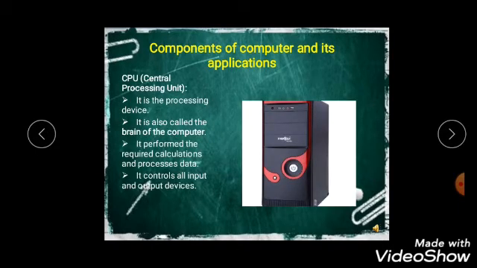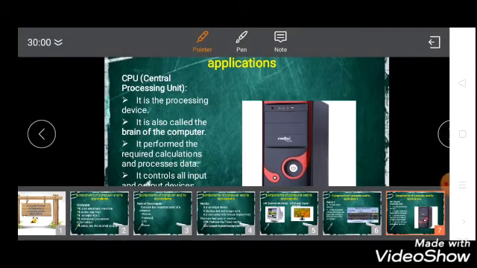CPU. The CPU is the central processing unit, and this is the system unit. It is a processing device. Whichever input we give into the computer, the CPU processes that input. Processing is nothing but working. It is also called the brain of the computer. Without the CPU, we cannot run the computer, so it is the brain of the computer, and it performs the required calculations and processes the data. I already said that whichever input we give into the computer, it performs the required calculations and processes the data.